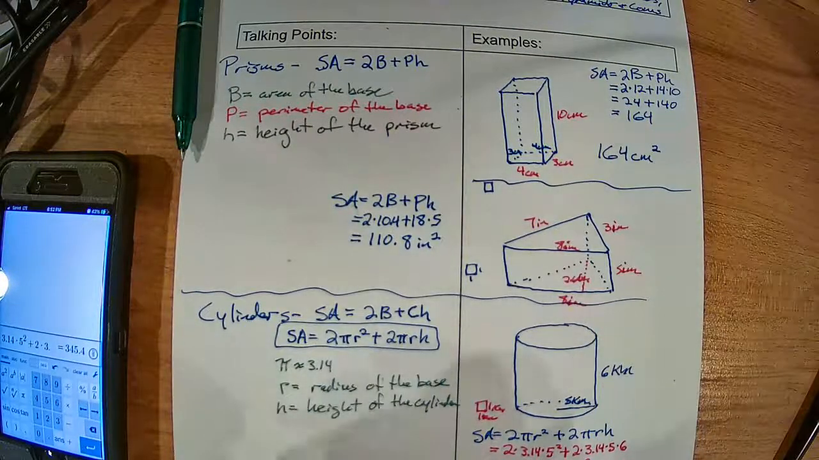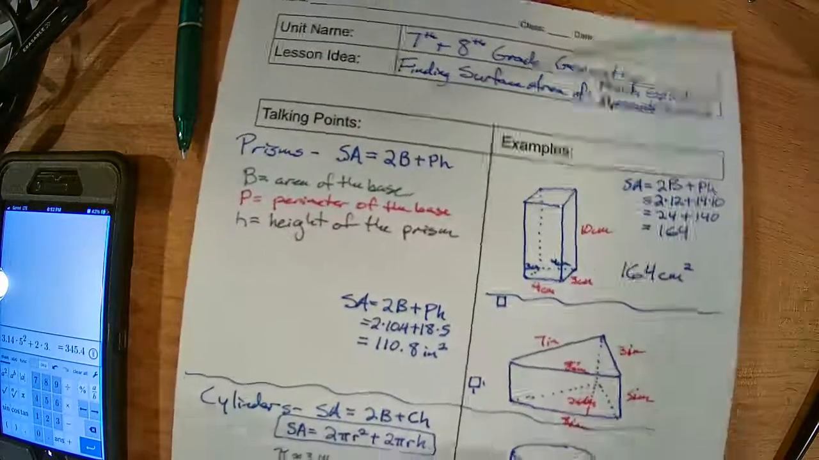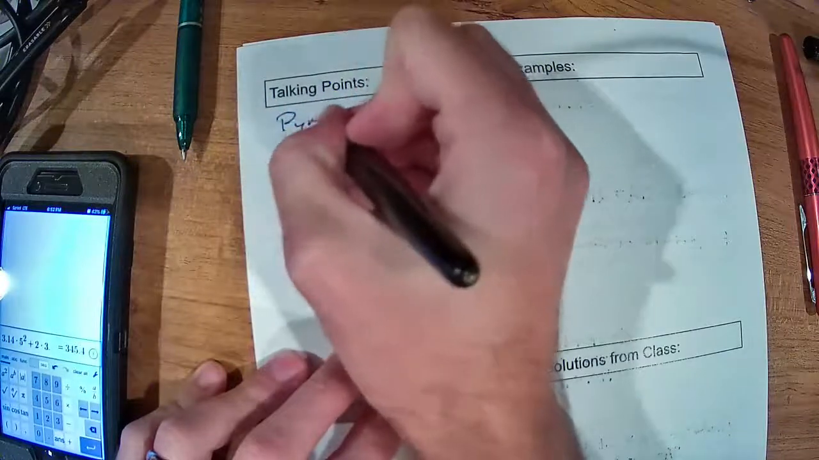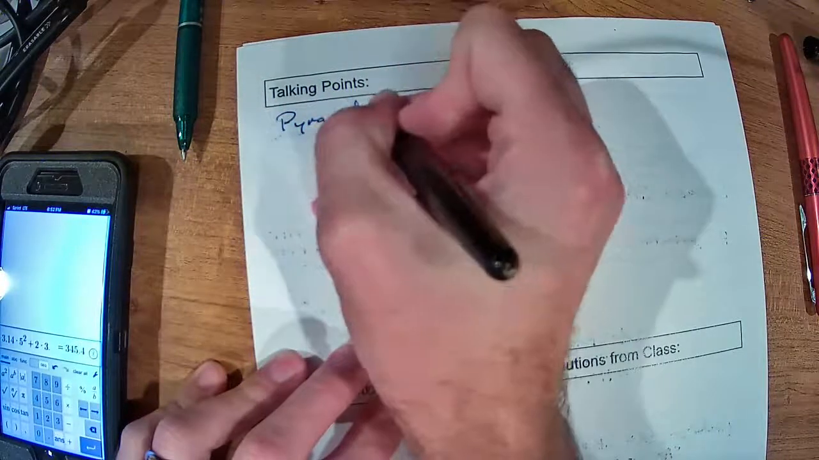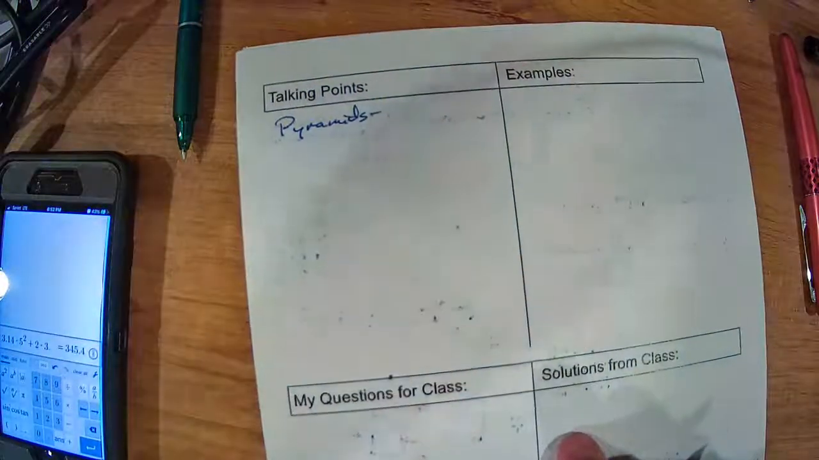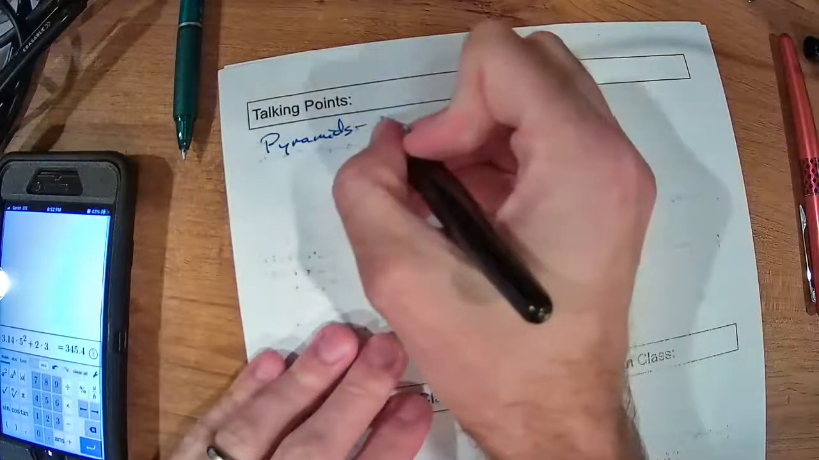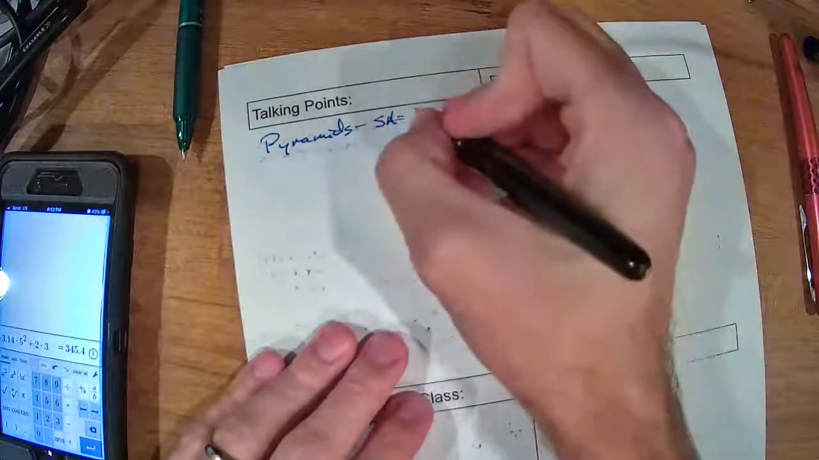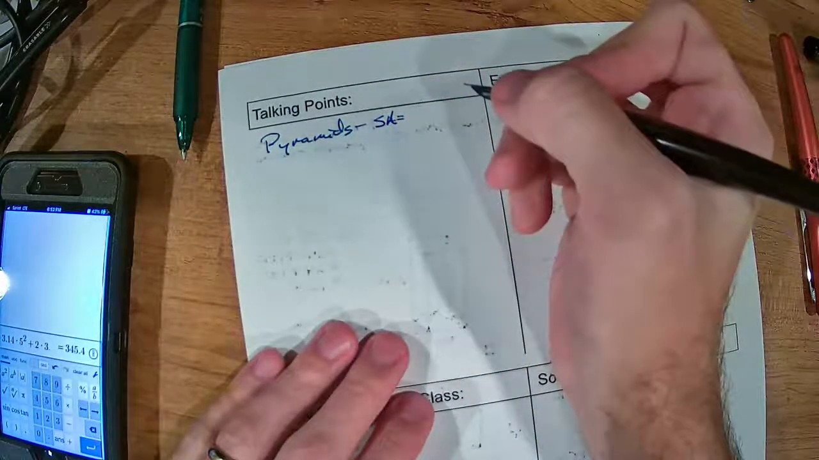All right. Well, let's move on. What do we got next? Pyramids. Oh, gotta love pyramids. Now, pyramids are a little different. Their surface area formula is as follows. Pyramids have a surface area, and I'm going to show you the calculator-friendly version.